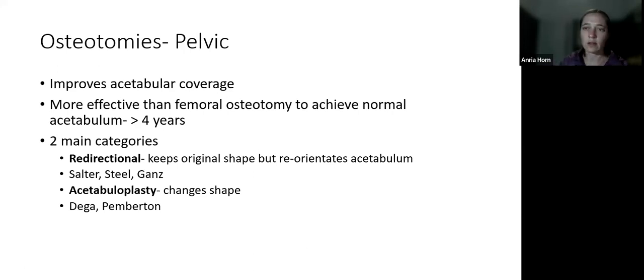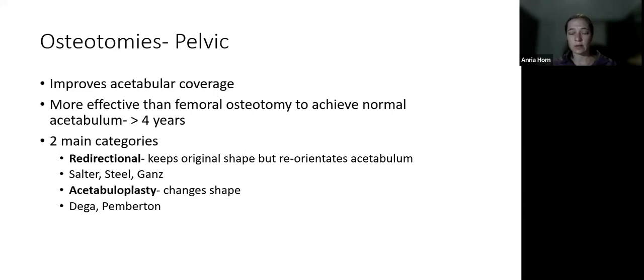Okay, so what do the osteotomies do? The pelvic osteotomies improve acetabular coverage. We know it's more effective than a femoral osteotomy to improve acetabular coverage because it addresses the acetabulum directly, whereas with a femoral osteotomy, you're relying on remodeling to occur. And as I said, there's already pathological cartilage and pathological growth, so it's unlikely to happen.